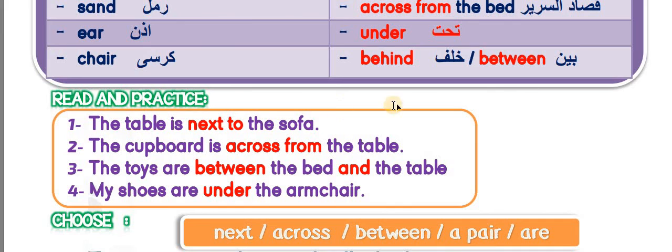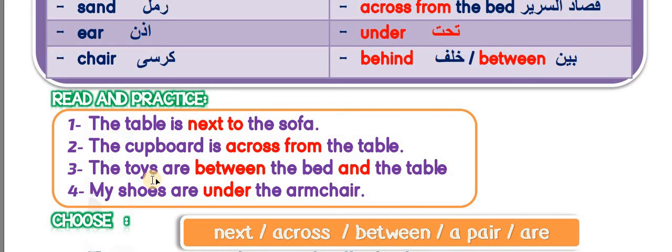هنقرا بس الحاجات المهمة اللي في الدرس. The table is next to the sofa. التيبل جنب الايه؟ Next يعني بجوار السوفا. The table is next to the sofa. The cupboard دولاب الأطباق. The cupboard is across from the table. قصاد الايه؟ التيبل. تبقى next to بجوار، across from قصاده.